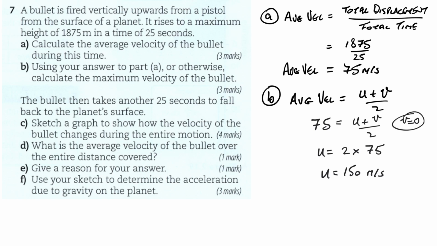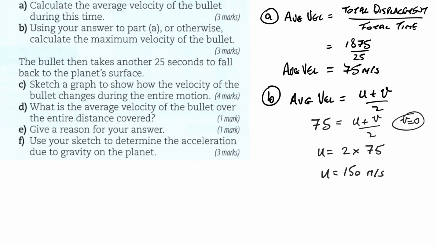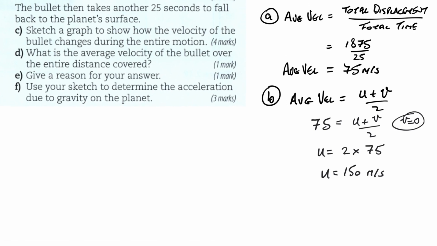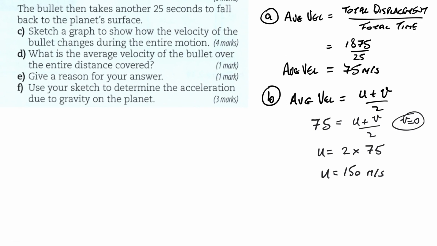Part C, sketch a graph to show how the velocity of the bullet changes during its entire motion. 4 marks. So firstly, I'll just make a little bit of room here. Let's get rid of a few misconceptions about the word sketch when we're talking about sketch a graph. It doesn't mean you do some scribbly version of the graph. It just means you draw a graph without graph paper, and you instead indicate all the important numbers on the diagram that you're drawing. So you're drawing a diagram of a graph with all the important numbers on it.